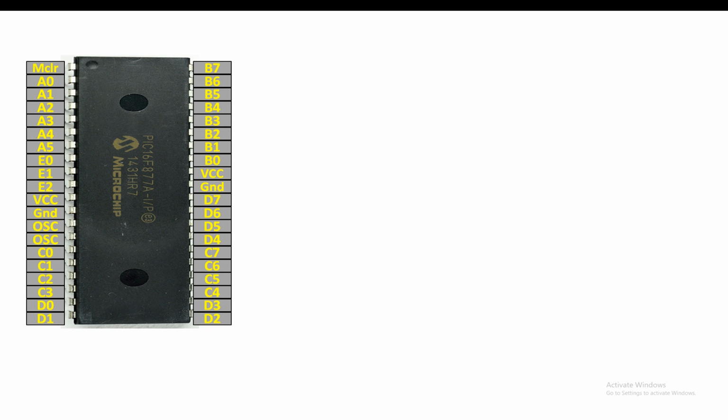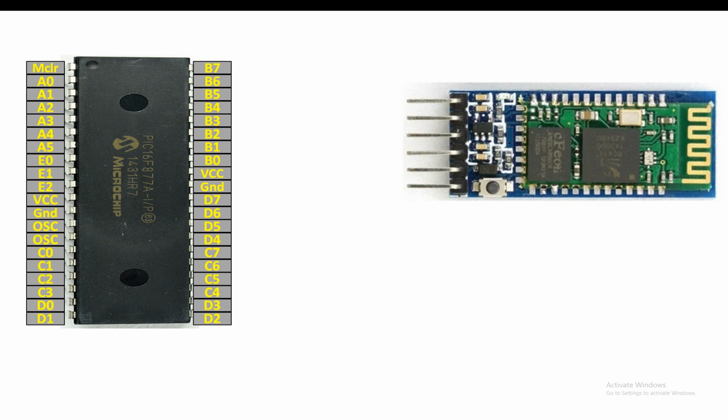So guys, this is our PIC16F877A microcontroller having 40 pins. It's a DIP variant. And this is the HC-05 module. As you can see, I have this type of module. It's also available with fewer pins as well. As you can see, we have a button here. It is to switch between command and data mode. You don't touch it. If you have a new module, just leave it as it is.